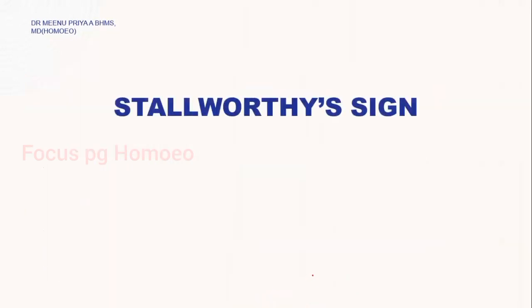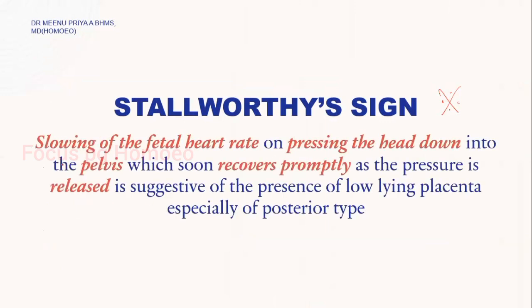Now, there is something called Stalworthy's sign. It is usually asked in exams, though it is not very significant in placenta previa, because sometimes in normal conditions also this becomes positive. But one sign associated with placenta previa is Stalworthy's sign. It is slowing of the fetal heart rate on pressing the head down into the pelvis. When pressure is applied on the head, or it is pushed towards the vagina, the fetal heart rate reduces.